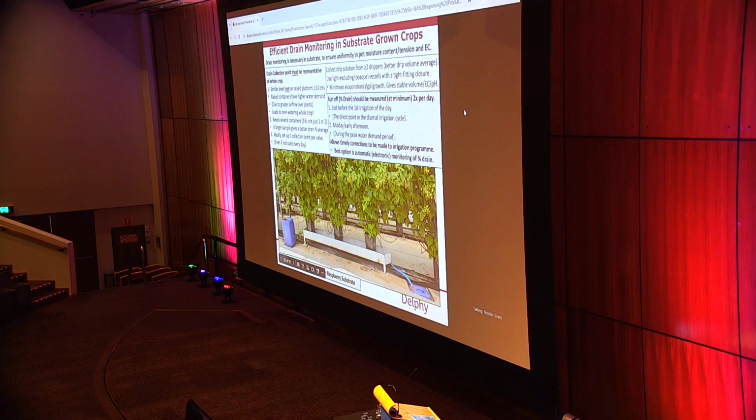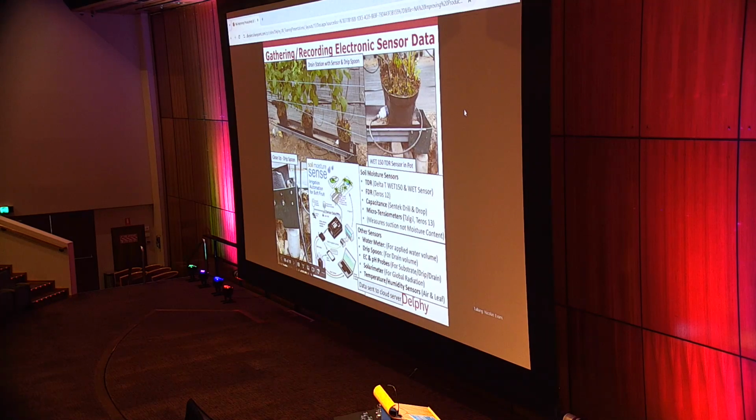Obviously, the best option would be an automated drain station. And here's an example of one, recording electronic sensor data. Soil sensors: FDR, WET 150, or the WET sensor. And there is also the FDR Teros 12, or you can use capacitance sensors such as the Sentek Drill & Drop. And there are micro-tensiometers, Tensio and the Teros 13. The Teros 13 does need barometric pressure compensation, but is an extremely accurate piece of equipment.